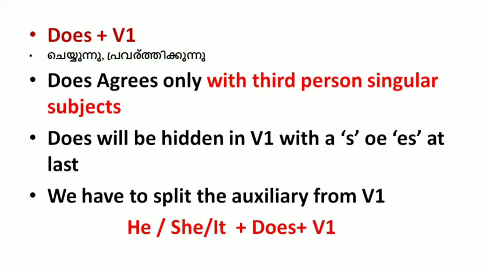Does agrees only with third person singular subjects, and does will be hidden in V1 with s or es at last in the V1 form. We have to split the auxiliary from V1 for making negative sentences and questions as well. Third person singular subjects means that he, she, it, name of a person, name of a country, likewise.